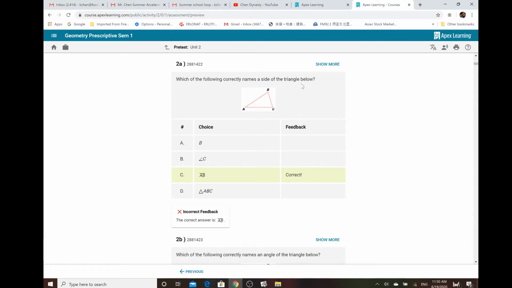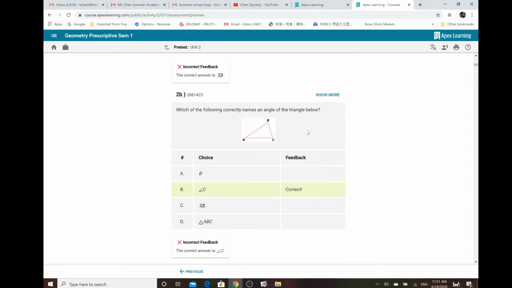In order to name the side without the exact value, we need to put a bar on top of the line segment. So this one would be considered segment AB. Point B, we don't use that. That's not a line segment. That's not a side. Angle C is just the angle. It's not a line segment. And triangle ABC is just describing the two-dimensional plane.